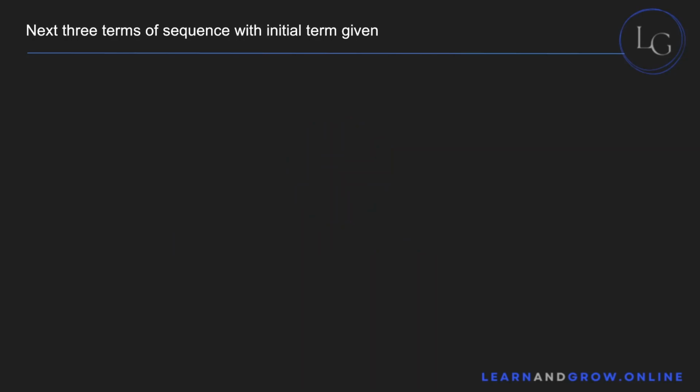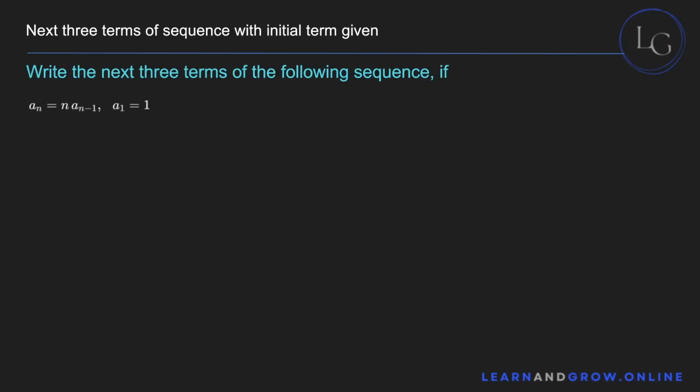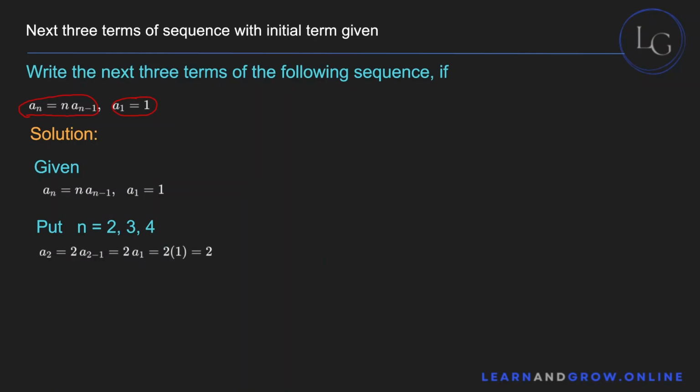So now we'll see how we can find the next 3 terms of a sequence when we are given the initial term. This is the sequence given to us, and we've been given the value of a1, and we have to find the next 3 terms, a2, a3, and a4, by using this information. How will we do that? Well, we plug in n is equal to 2, 3 and 4, and see what happens.